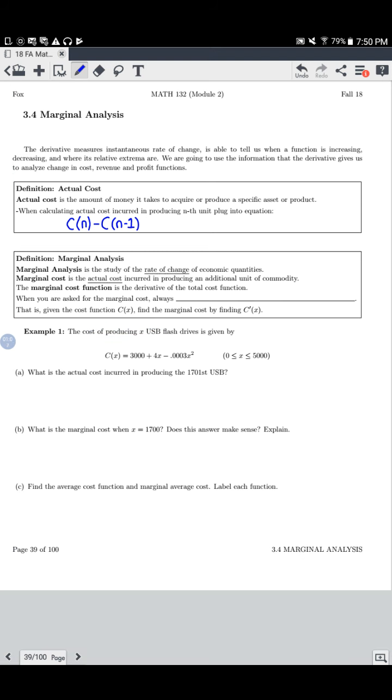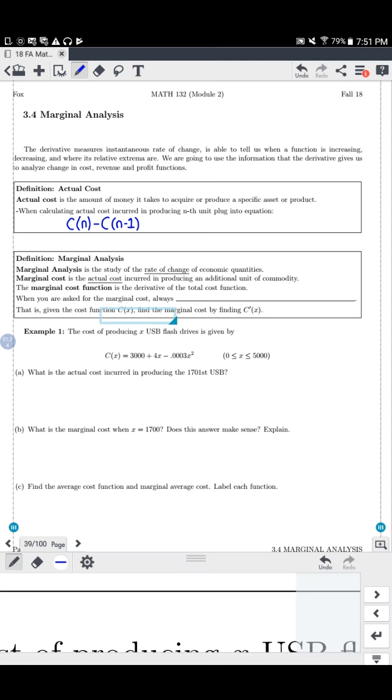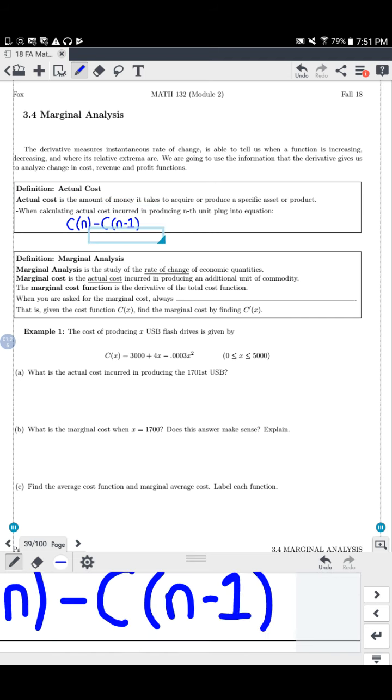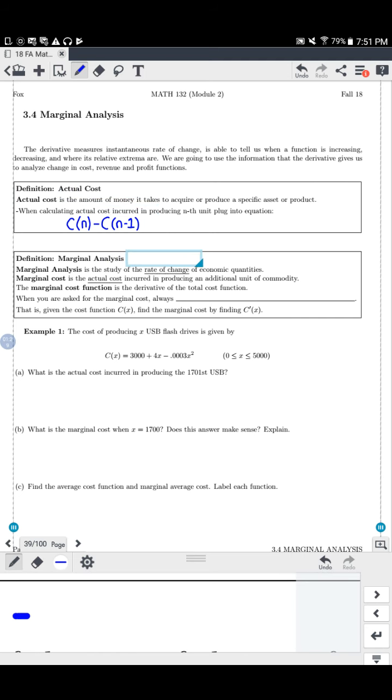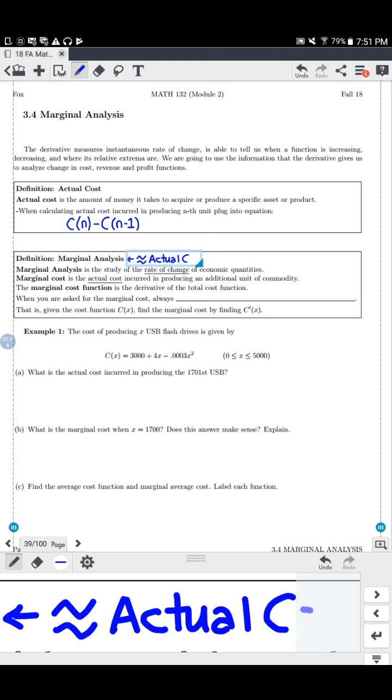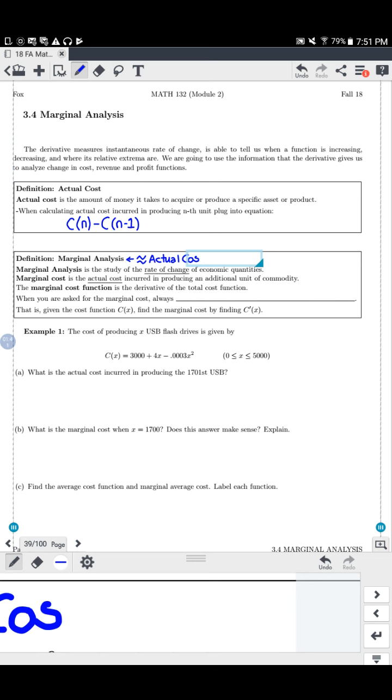Another thing we want to know about is marginal analysis. Marginal analysis is the study of the rate of change of economic quantities. Marginal cost is the actual cost incurred in producing an additional unit of a commodity. So the marginal will approximate the actual. We have a formula for actual cost, and that's kind of the long way of doing things. We're going to use marginal cost because it's approximate to the actual cost. They're approximately the same thing. The marginal will estimate the actual cost.